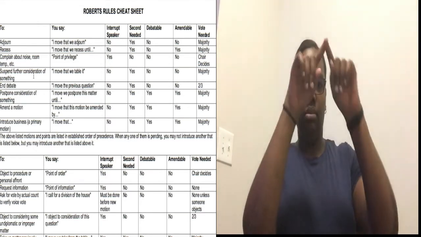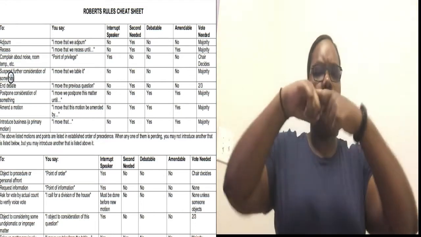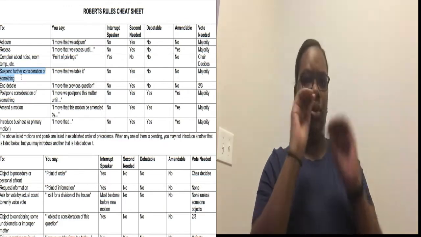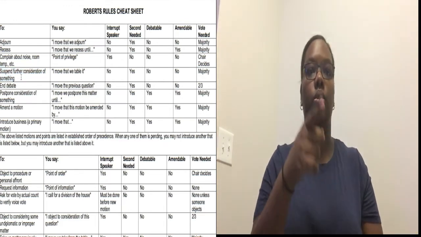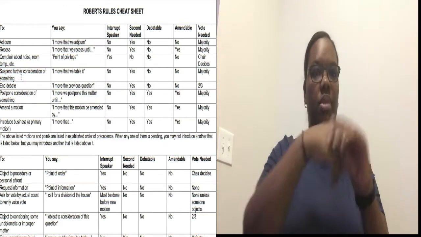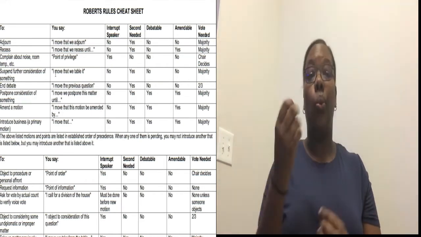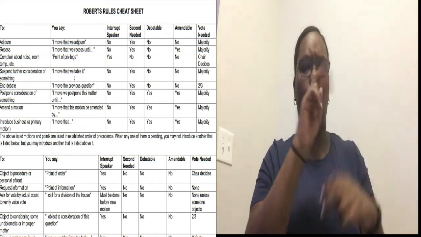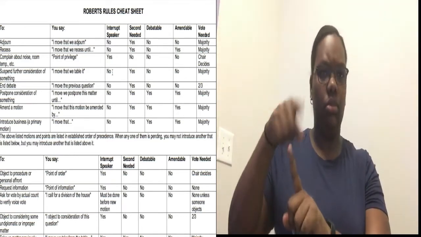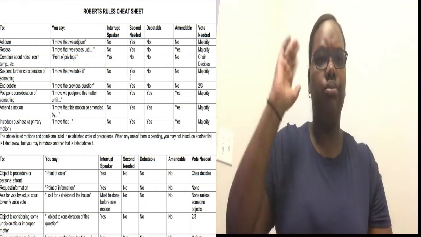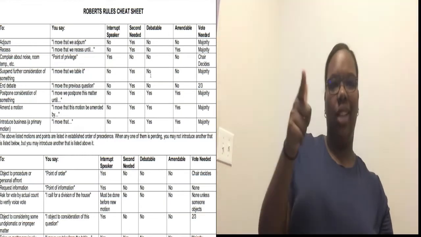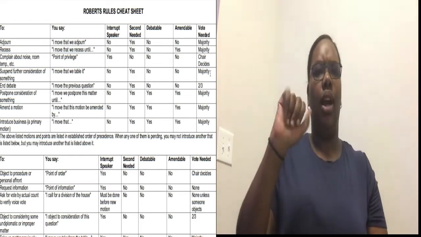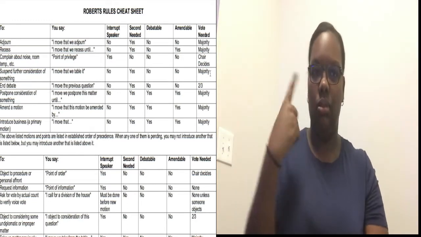Okay, another one is called tabling. Here you will see that tabling is to suspend further consideration of something. You want to put it on hold, you want to talk about it later. So you would say, "I move that we table it," or whatever discussion is happening. You cannot interrupt the speaker, and you do need a second. It is not debatable, and it is not amendable, and you need a majority vote, 50% plus one.